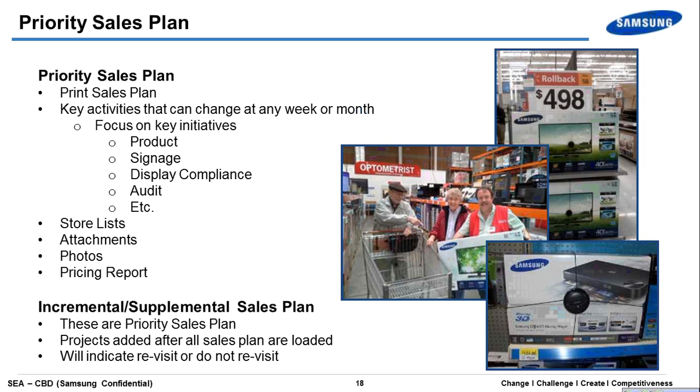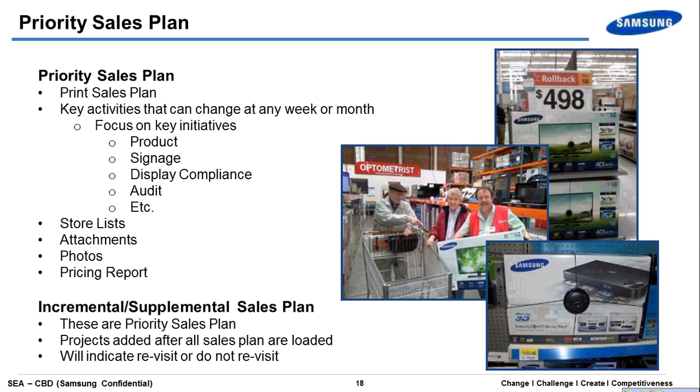You will have different attachments that give you either more information or help you to complete data collection, as well as store lists, which I'm going to go over here in just a little bit. Now, photos are required, and whenever you take a photo, it needs to include the price tag as well as the item. Photos are really important because it allows us to see what's going on in the field. And I will also go over the pricing report a little later too.